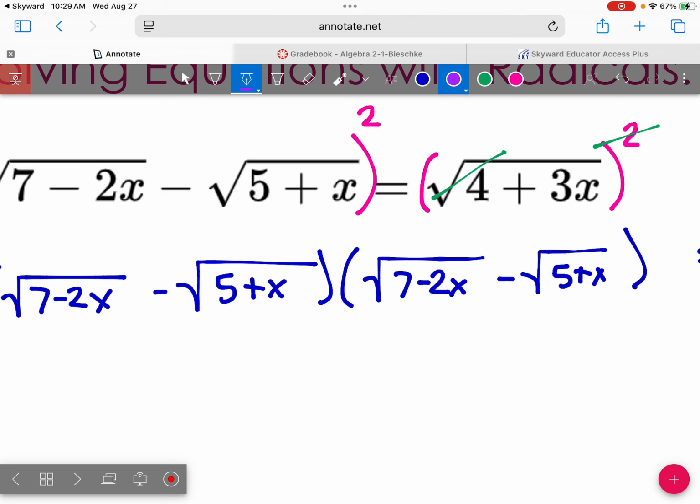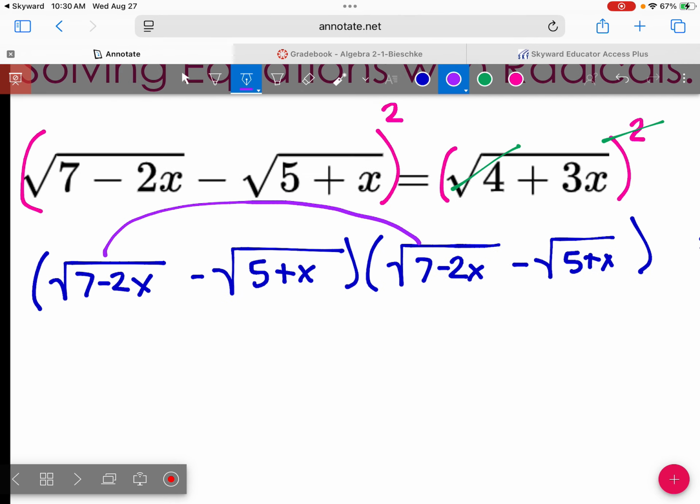Because we have our this one times this one. That's our square root of 7 minus 2x times square root of 7 minus 2x. So that's our square root of 7 minus 2x squared, which is just going to be our 7 minus 2x. Then we're going to have our 7 minus 2x times the square root of 5 plus x.